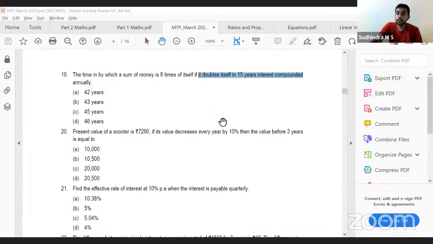Next one. Find the effective rate of interest at 10% per annum when the interest is payable quarterly.